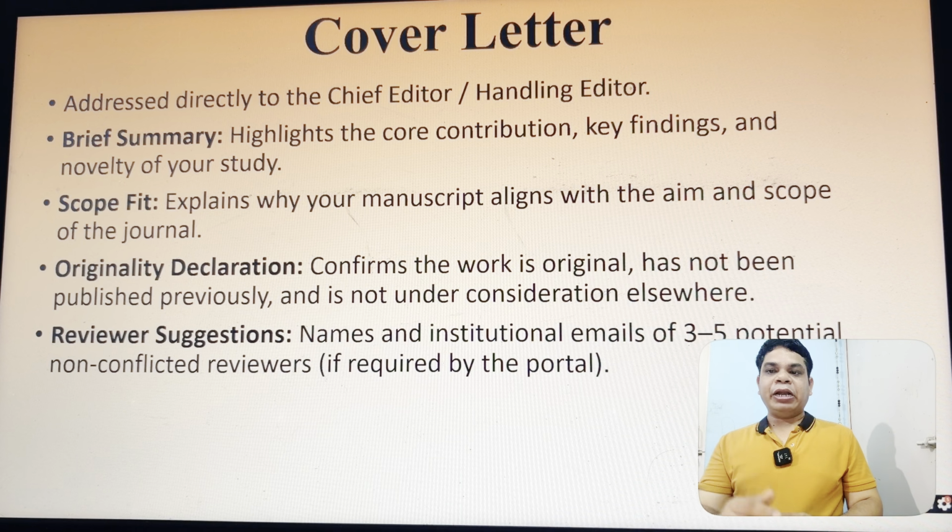And last for the cover letter, reviewer suggestions, which is an important part. Nowadays all Q1 journals ask you to provide three to five potential reviewers: names, institutional emails and designations, who have no conflict with your manuscript or study. They also ask for conflicted reviewers. If you find any reviewer with whom you have a financial or research-related conflict, you need to mention that reviewer's name also. It will help the handling editor or editor-in-chief process your manuscript as soon as possible.